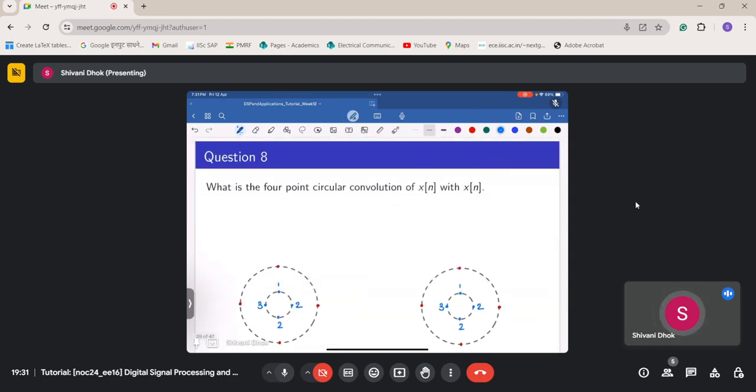It asks: what is the 4-point circular convolution of x of n with itself? The given x of n is equal to 1 2 2 3, and we need to find the circular convolution with itself. So what is x of n circularly convolved, with n equal to 4, with itself? We need to find this out, and for that we'll look at a very easy approach. It is a circular convolution.